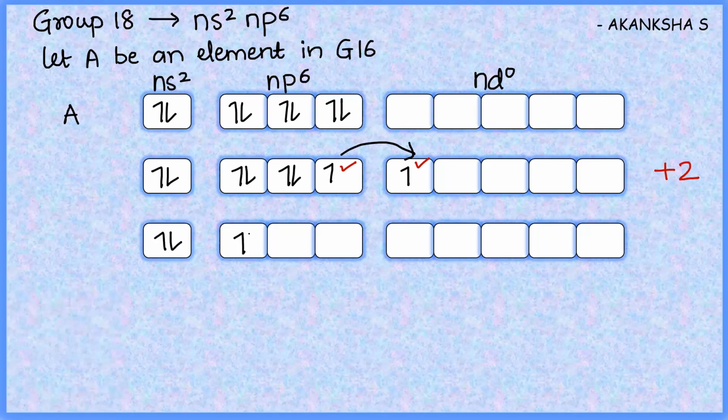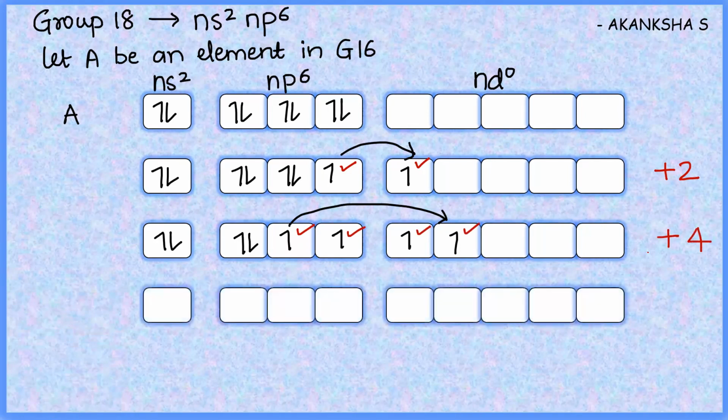Let's go to the next possibility. 2, 2, 2, 1 and 1. This is paired. Let's unpair it. When we unpair, when we open it up, make it singular, how many unpaired electrons do we have? We have 4 unpaired electrons. So oxidation state becomes +4.